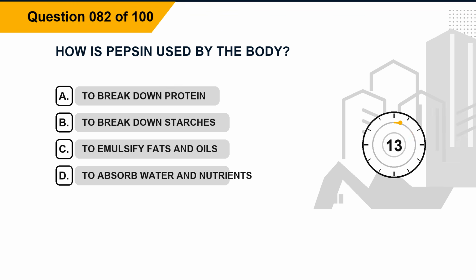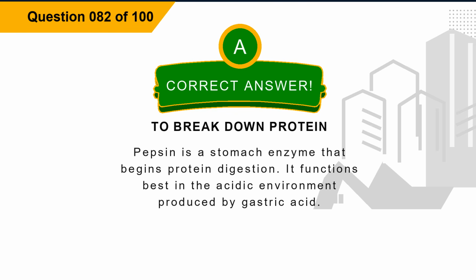Question 82. How is pepsin used by the body? Option A, to break down protein. Option B, to break down starches. Option C, to emulsify fats and oils. Option D, to absorb water and nutrients. The correct answer is option A, to break down protein. Explanation: pepsin is a stomach enzyme that begins protein digestion. It functions best in the acidic environment produced by gastric acid.